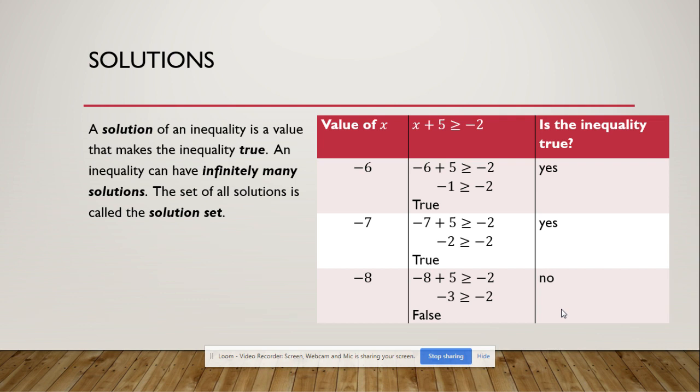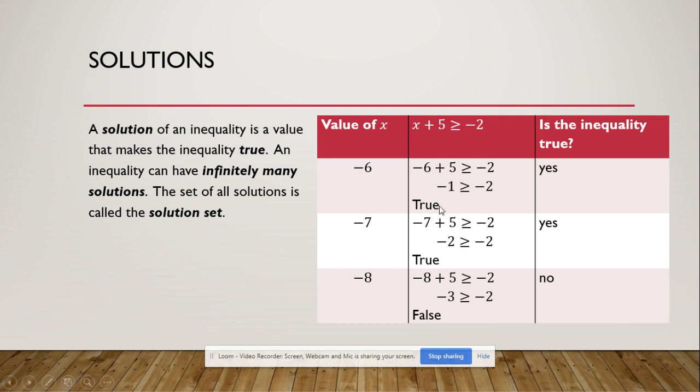An inequality can have infinitely many. So if x is greater than 2, well, it could be 3, it could be 4, it could be 5, it could be 6, it could be 7, it could be 8, it could be 9. There's an infinite amount of numbers that x can be and would still make that inequality of x being greater than 2 true. Now, the grouping of all the numbers, the set of all of these numbers that are solutions, is what we call the solution set.